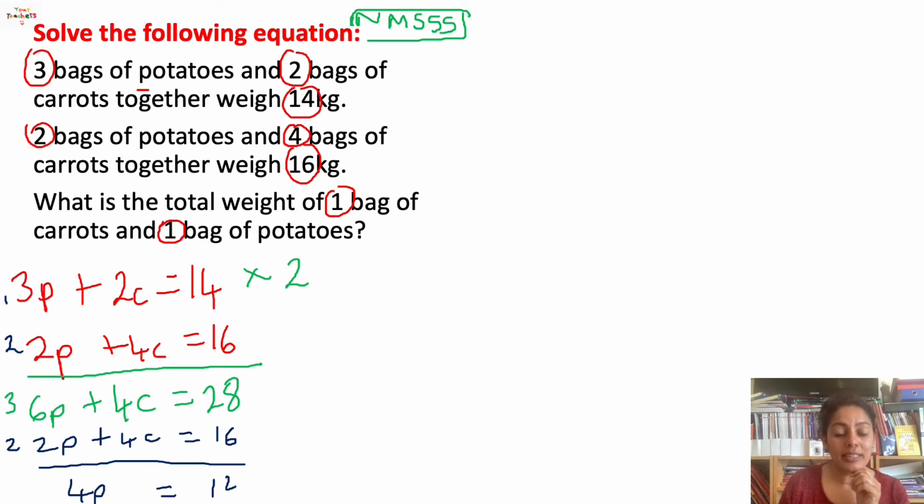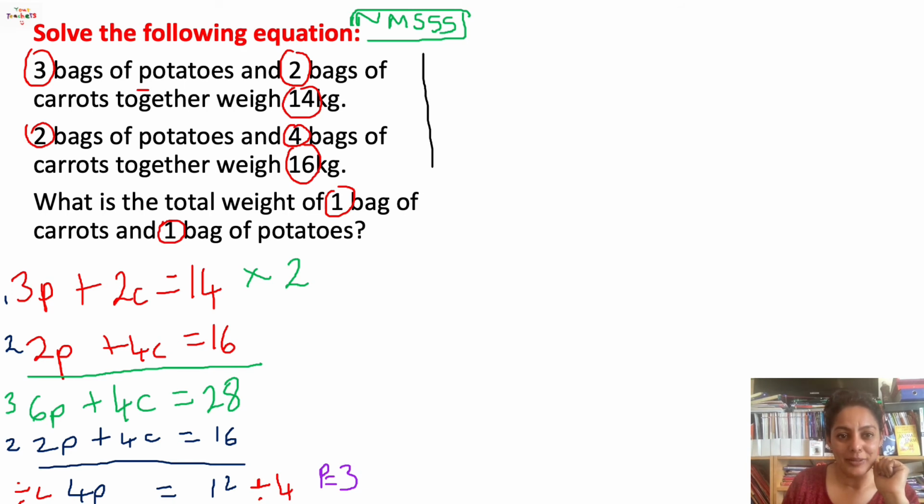And now I want to get them on their own, so I'm going to divide this by 4. And I'm going to divide this side by 4. Which will leave me with p on his own. P equals 12 divided by 4 is 3. So this is my answer here for P. Let's see if that works.